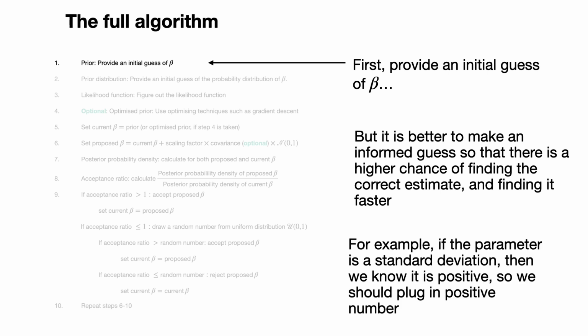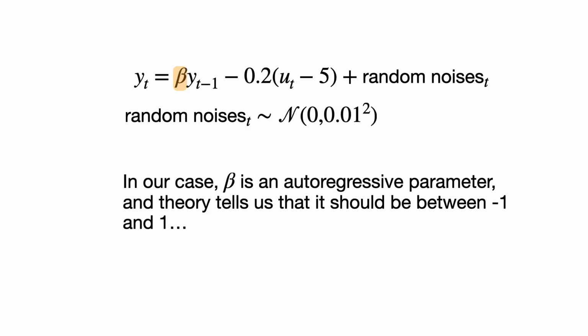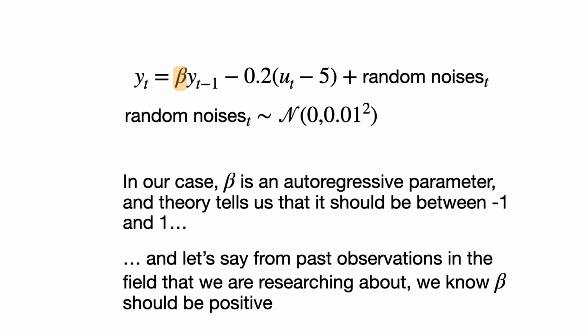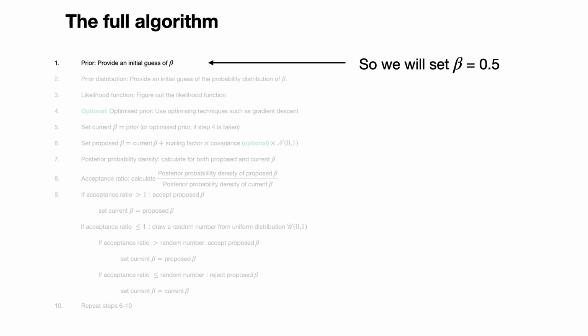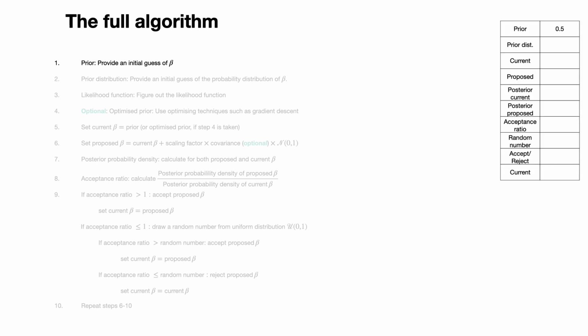For example, if the parameter is a standard deviation, then we know it is positive, so we should plug in a positive number. In our case, beta is an autoregressive parameter, and theory tells us that it should be between negative 1 and 1. Additionally, let's say from past observations in the field that we are researching about, we know that beta should be positive. So beta is between 0 and 1. For now, we will set beta to be 0.5. We'll make a table so that we don't forget.